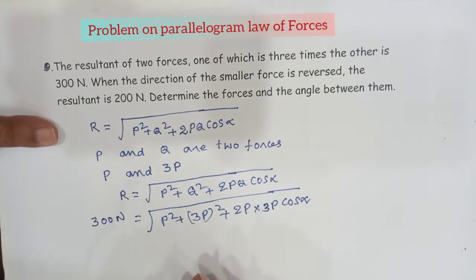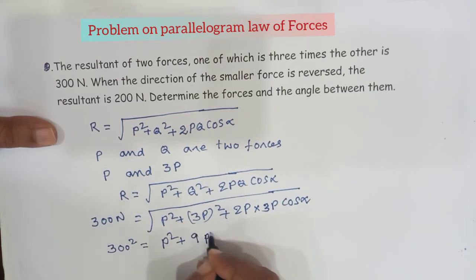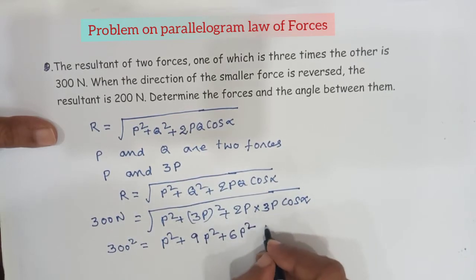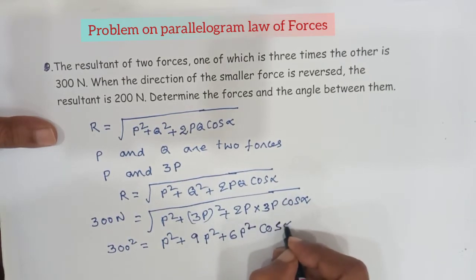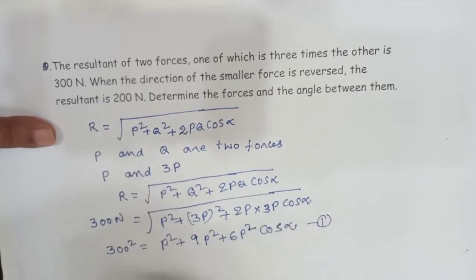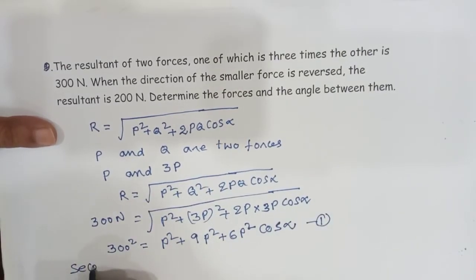Then squaring both sides, 300 square is equal to P square plus 9P square plus 6P square cos alpha. This is the first case. Second case.